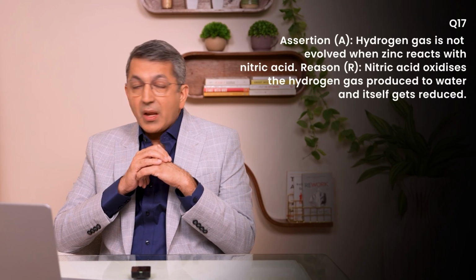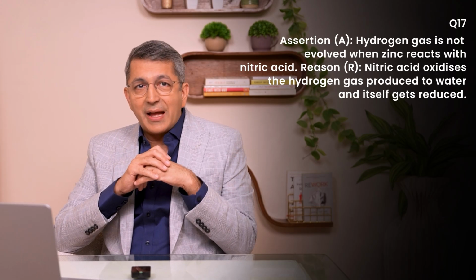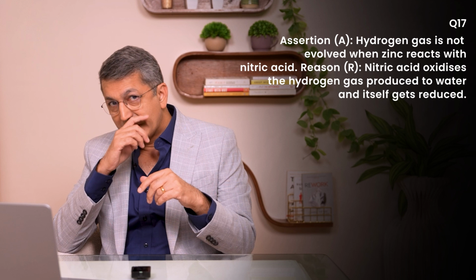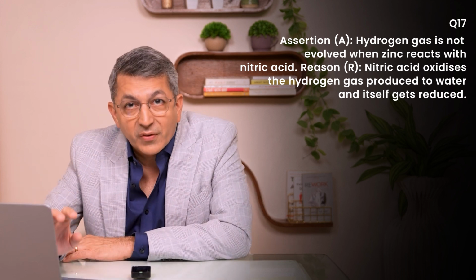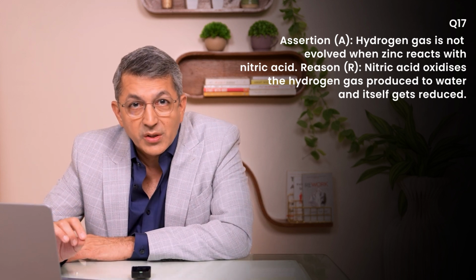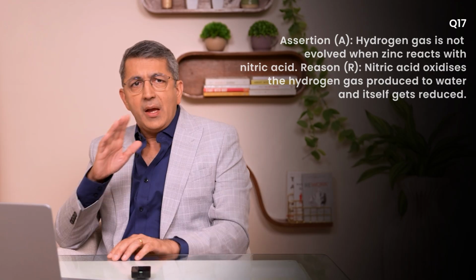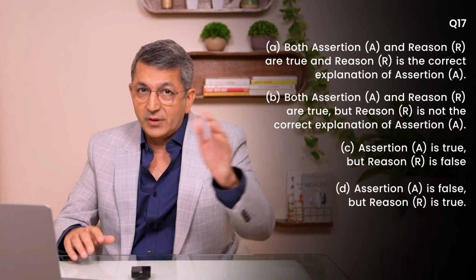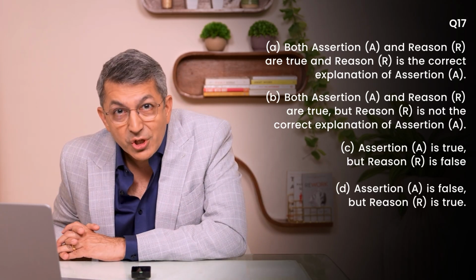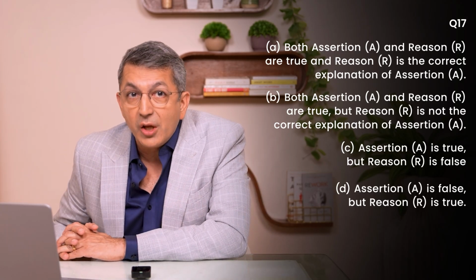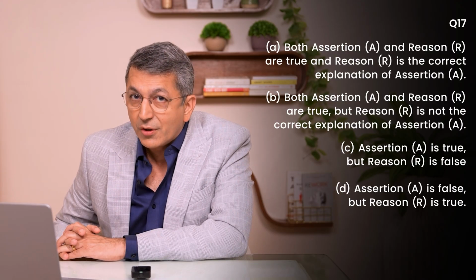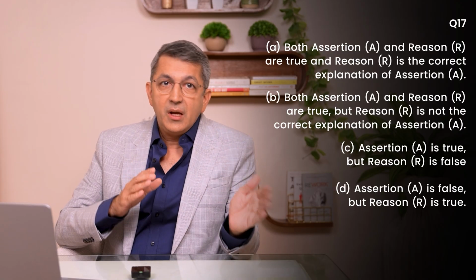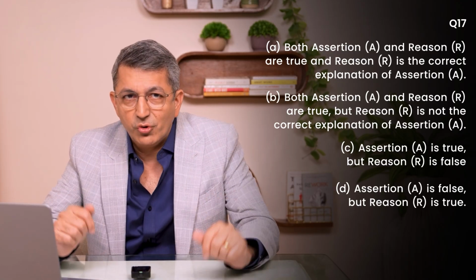Question 17. Assertion A. Hydrogen gas is not evolved when zinc reacts with nitric acid. Reason R. Nitric acid oxidizes the hydrogen gas produced to water and itself gets reduced. A. Both assertion A and reason R are true, and reason R is the correct explanation of assertion A. B. Both assertion A and reason R are true, but reason R is not the correct explanation of assertion A. C. Assertion A is true, but reason R is false. D. Assertion A is false, but reason R is true.